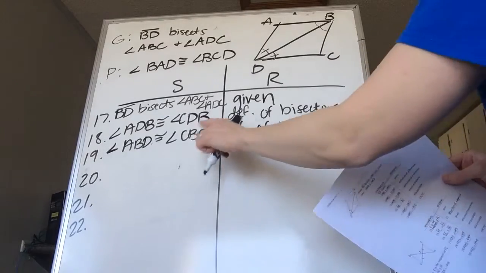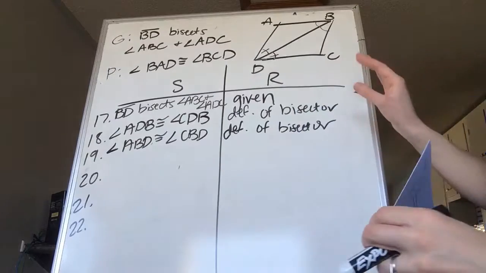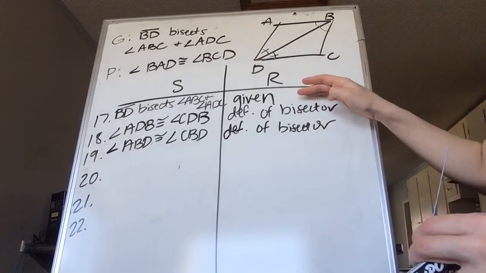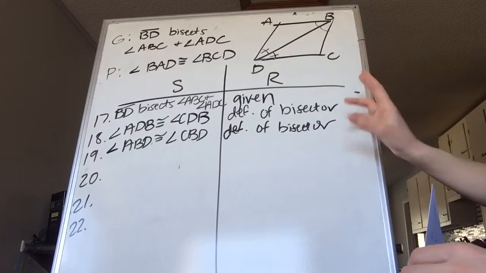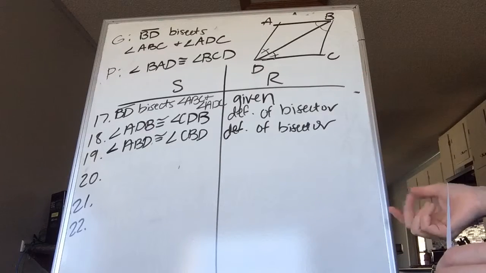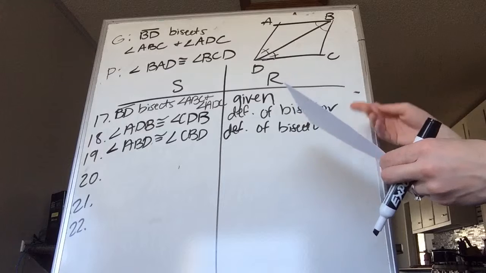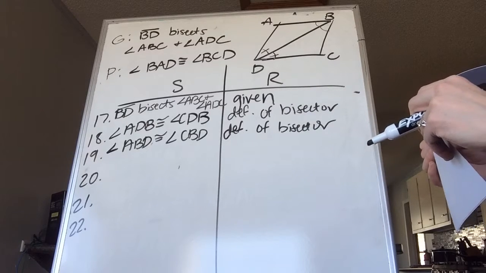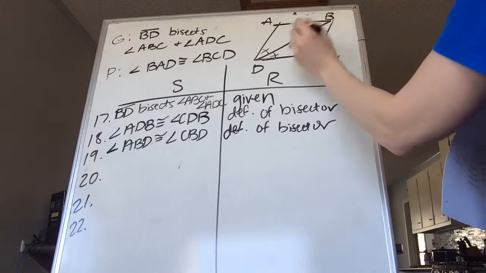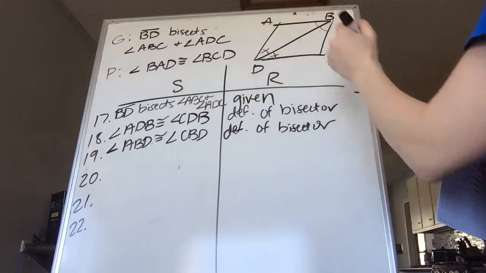By the way, you can flip 18 and 19 as long as they're following after the bisects and it makes logical sense. It doesn't matter which angle you say is congruent first, because the reason for both of them is the same, the definition of a bisector. So we have two angles. Do we have any sides? Either angle side angle or angle side.